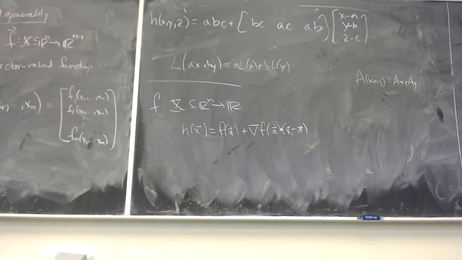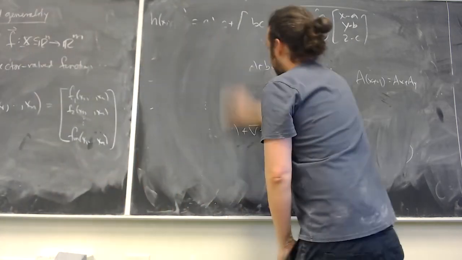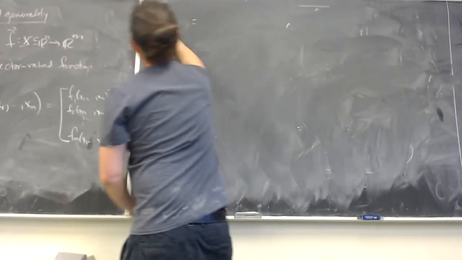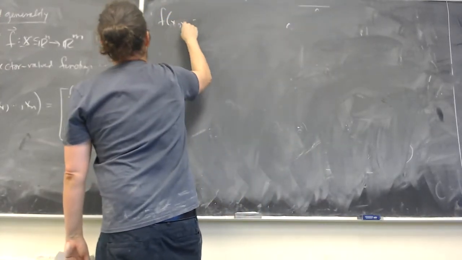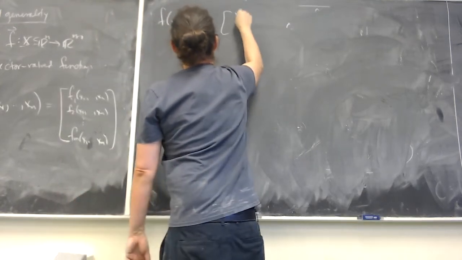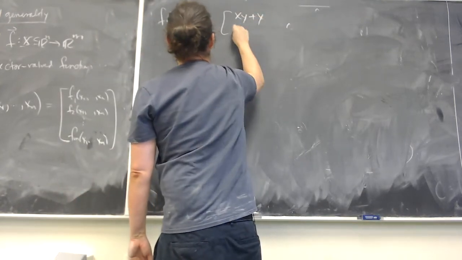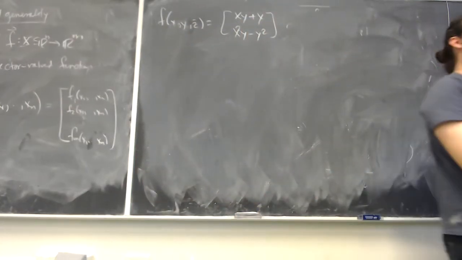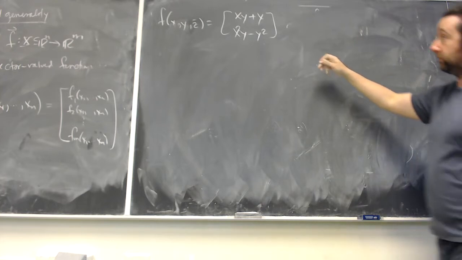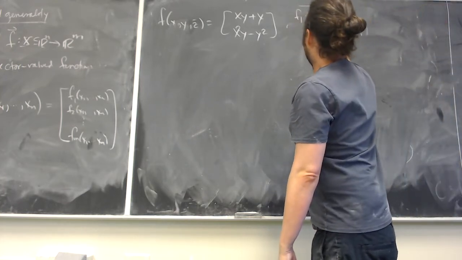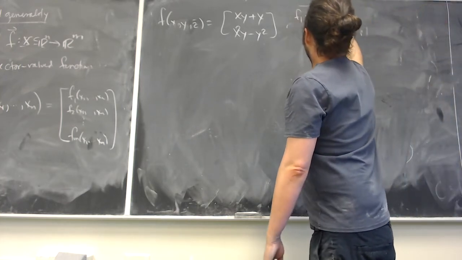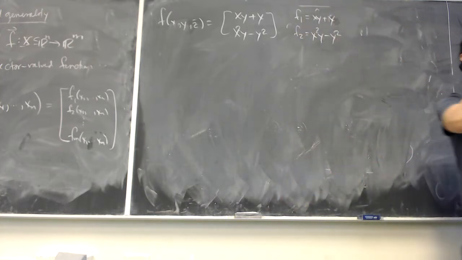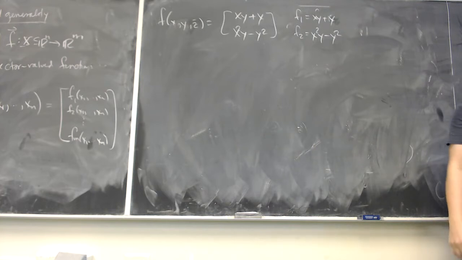It's not as bad as it looks. The example I want you to keep in mind is something like this. You could have f of x, y, z equals xy plus y, and then x squared y minus y squared. That's a vector valued function. It takes in 3 variables, it spits out 2 functions. In this case, f1 would be equal to xy plus y, and f2 would be equal to x squared y minus y squared. That just refers to whatever sits in the slot of the vector that pops out the other side. Okay.